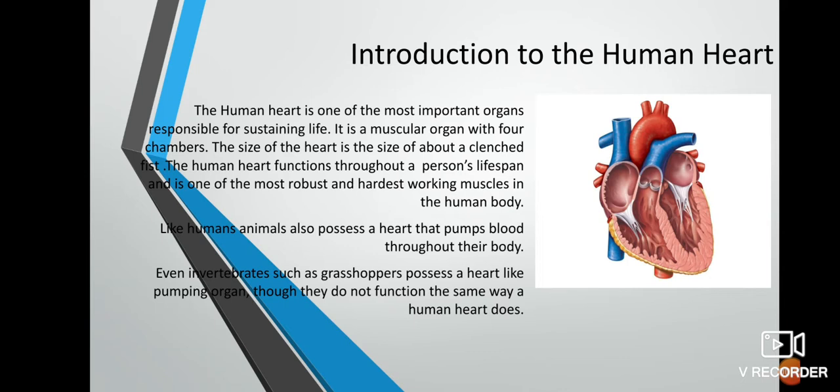The human heart functions throughout a person's lifespan and is one of the most robust and hardest working muscles in the human body. Like humans, animals also possess a heart that pumps blood throughout their body. Even invertebrates such as grasshoppers possess a heart-like pumping organ, though it does not function the same way a human heart does.